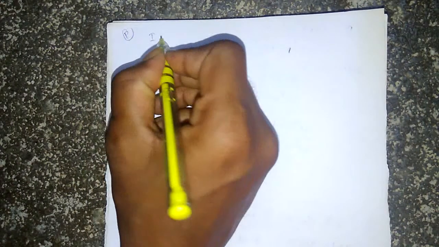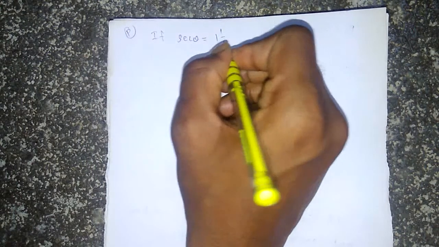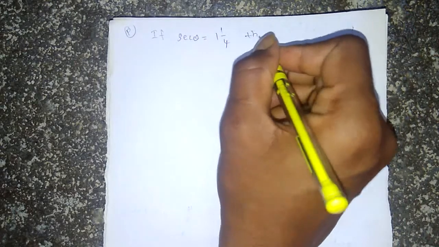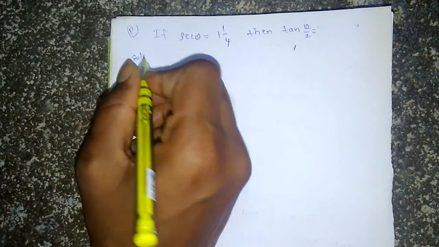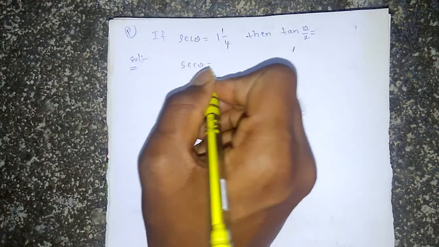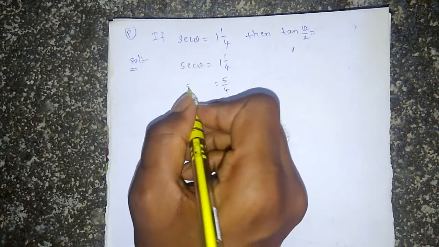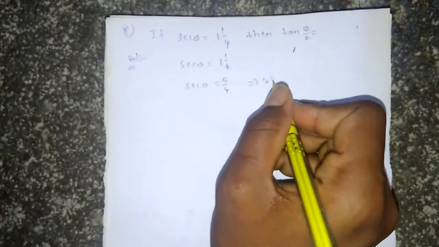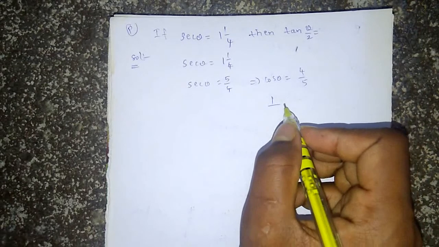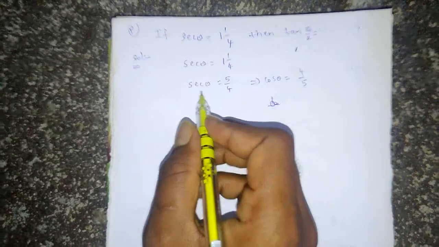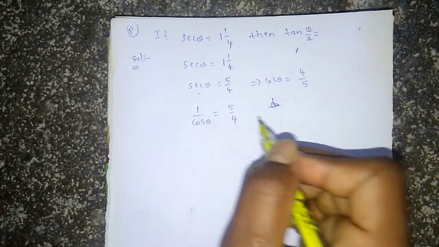Our next problem is, if sec theta is equal to a mixed fraction, then tan theta by 2 is equal to what? Sec theta is given as, so here 4 1s are 4, 4 plus 1, 5 by 4 is sec theta, implies cos theta is equal to 4 by 5. Now sec theta can be written as 1 by cos theta, that is equal to 5 by 4.